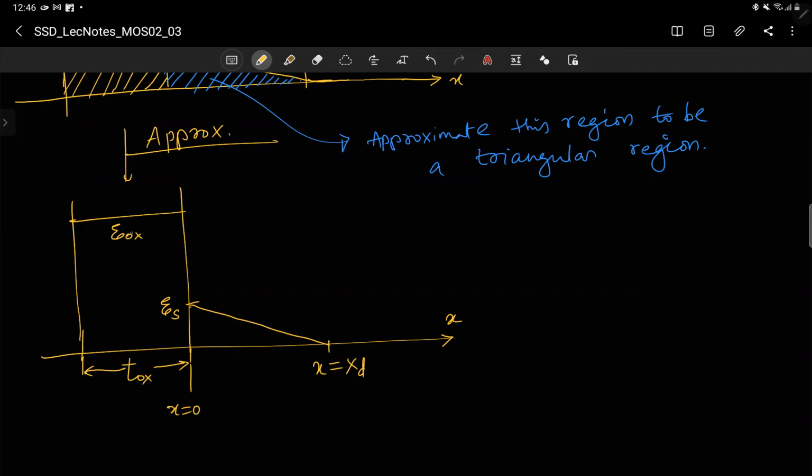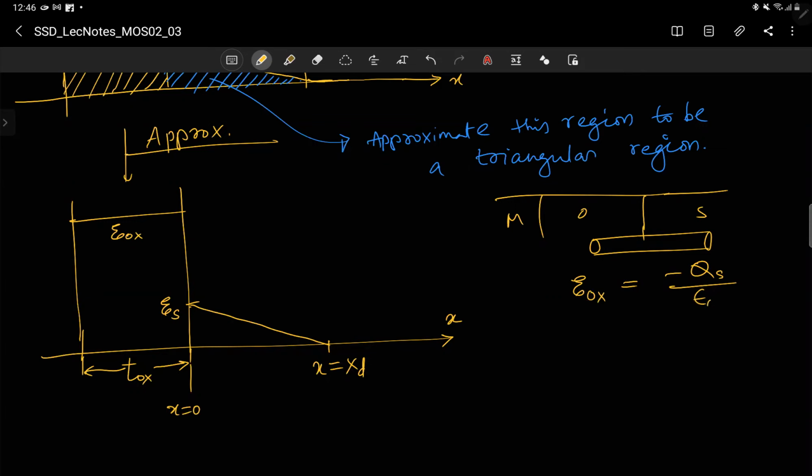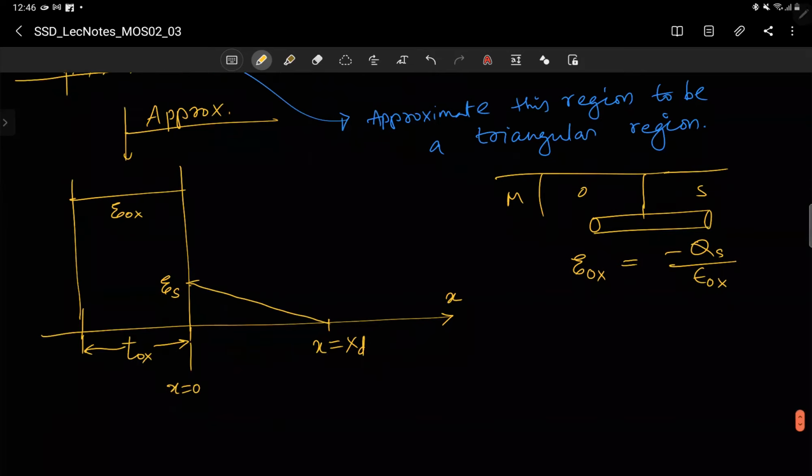All right, now we have to integrate this, right? But we still don't know what is xd and what is ES and E ox. Earlier we have seen, using a Gaussian pillbox across the metal oxide semiconductor, with one surface in the oxide and one surface in the semiconductor, that epsilon ox times E ox is equal to minus qs.